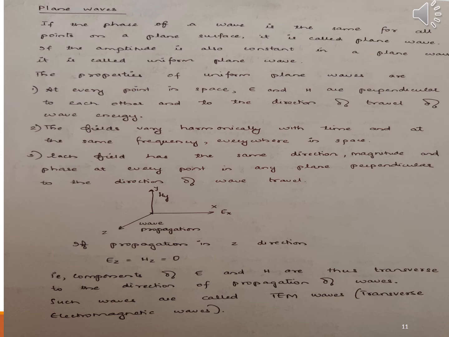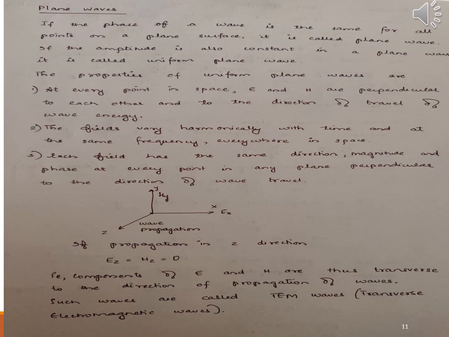So what do you mean by a plane wave? If the phase of a wave is the same for all points on a plane surface, it is called a plane wave. This is the simplest definition. You have a plane surface and you apply a wave at the input, and this wave propagates through the plane surface and then leaves it. If the phase of this wave is the same at all points, at the input and at the output, even after propagating through the plane surface, that is referred to as a plane wave.